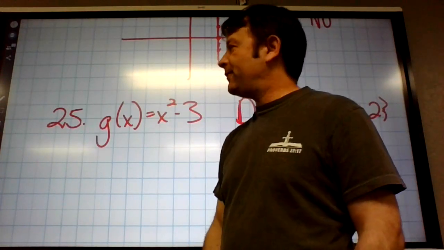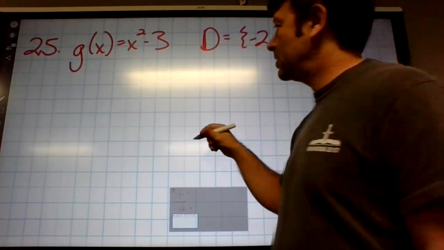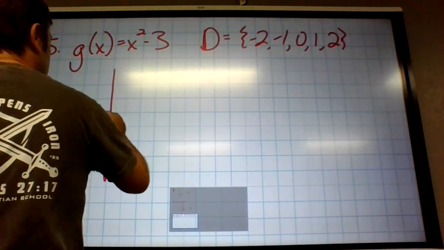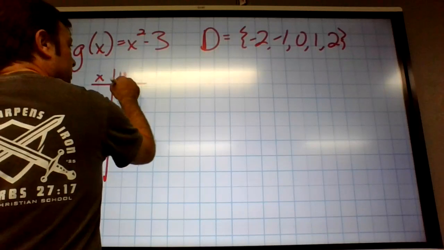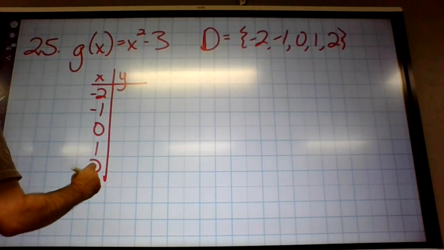Alright, 25 says make a table, so guess what? X's and Y's. Wait, so the X's are the domain, right? Yep. So that's -2. I'm gonna make room.